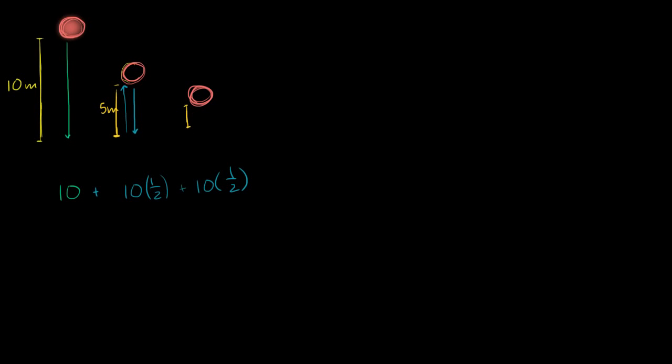Now what about on this jump, or on this bounce, I should say? Well, here, it's going to go half as far as it went there. So it's going to go 10 times 1/2 squared up, and then 10 times 1/2 squared down. And I think you see a pattern here. This looks an awful lot like a geometric series, an infinite geometric series. It's going to just keep on going like that forever and ever.